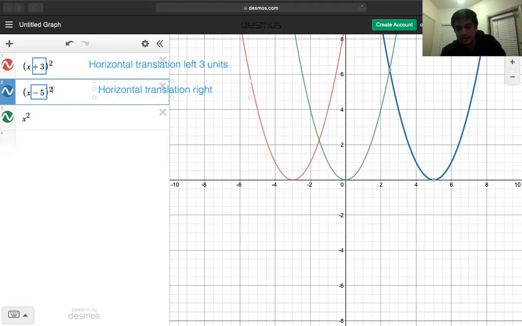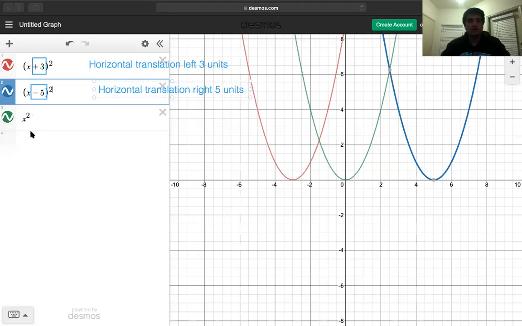right. See, because this is x squared, right? This is the parent function. This is the x squared. So now it translated to the right 5 units. There we go. 5 units, okay? So you kind of see, if it's a plus inside the parentheses, that means it's horizontally translating to the left. If it's a minus inside the parentheses, that means we're translating it to the right, okay?